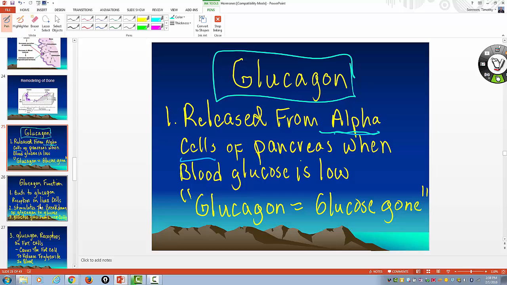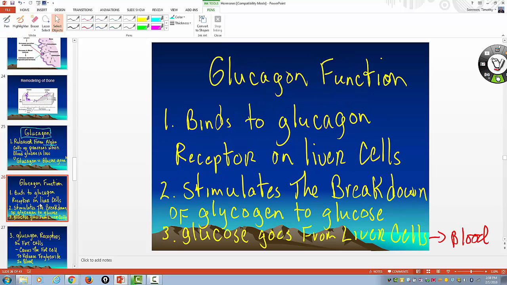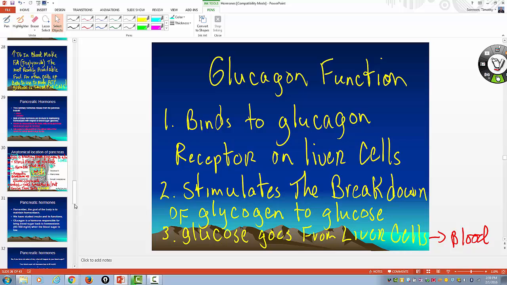And you're not going to believe this, but there are glucagon receptors found on liver cells, and it is glucagon that will stimulate the release of and breakdown of glycogen. And glycogen is the stored form of glucose. Let me show you.